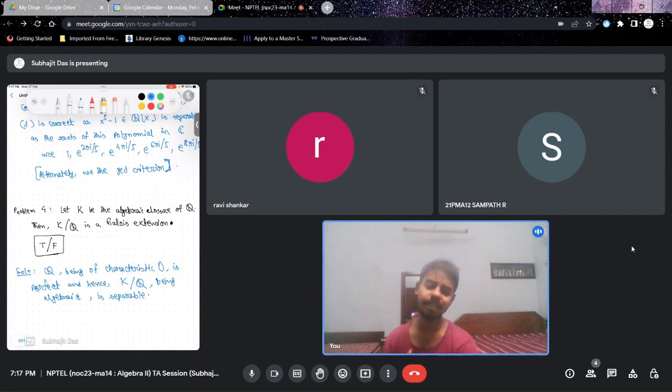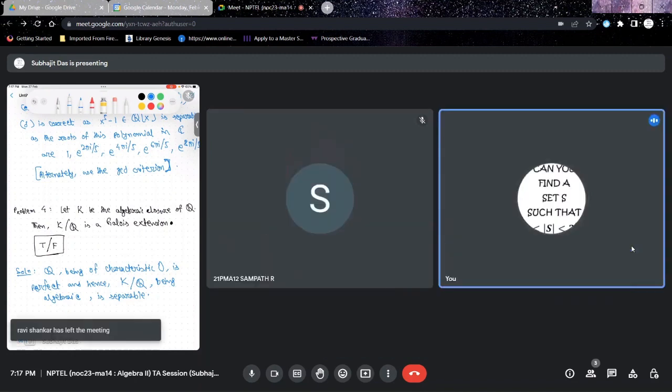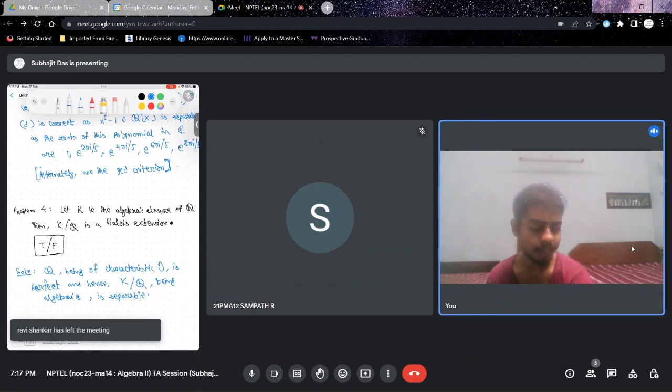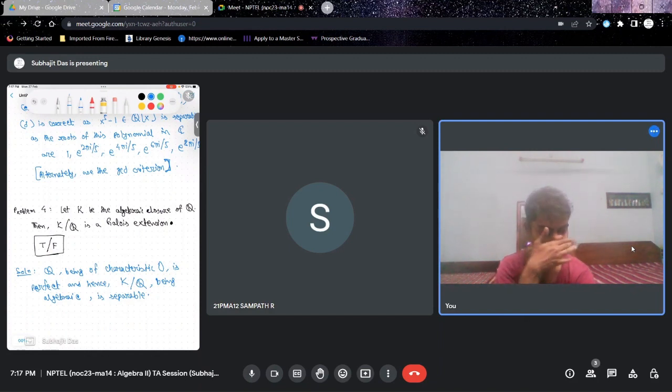There are many other equivalent statements as well, but the statement that you'll be using the most is this one: a field F is called perfect if and only if every irreducible polynomial over the field is separable. Any irreducible polynomial over the field you take has to be separable. So these are some of the equivalent ways of saying it. Now Q, being of characteristic 0, is perfect, and hence K over Q being algebraic is a separable extension.